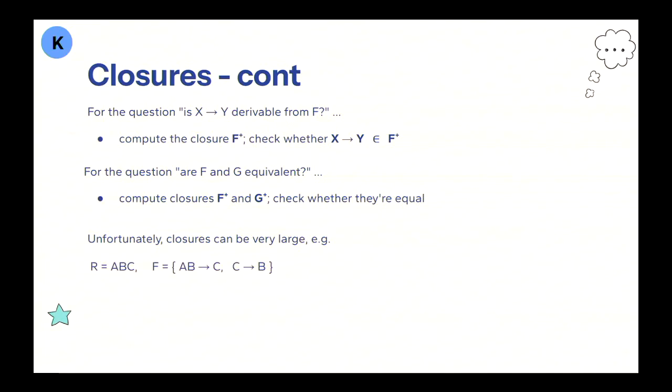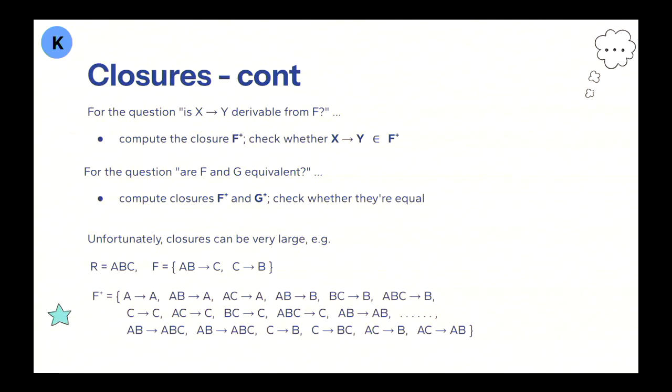For example, we have this relation with three attributes, A, B, and C. And we have two functional dependencies in our set here. And you can imagine how big the closure is. Actually, it is very, very big.